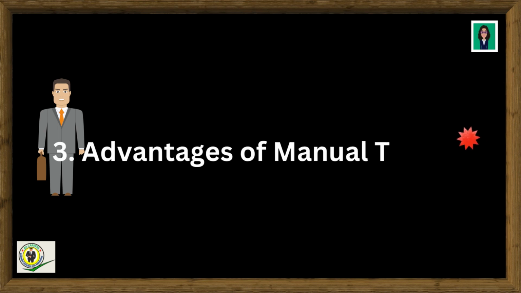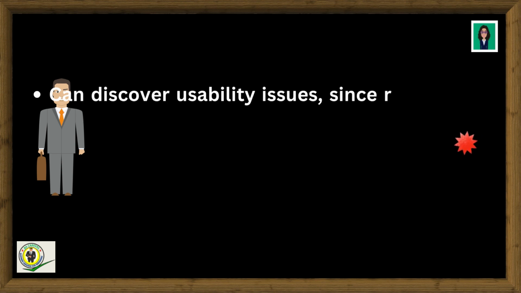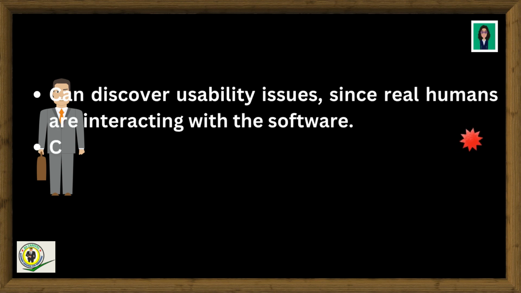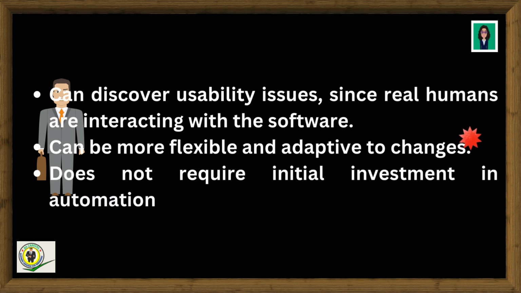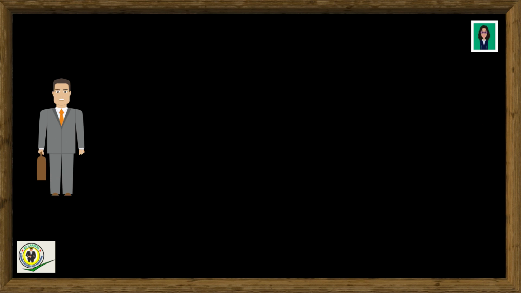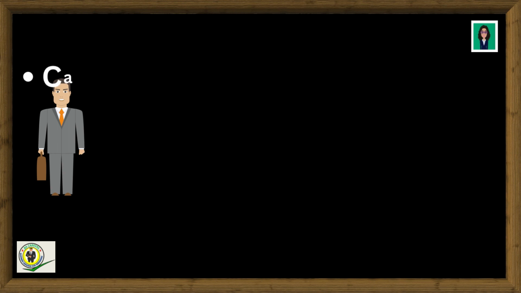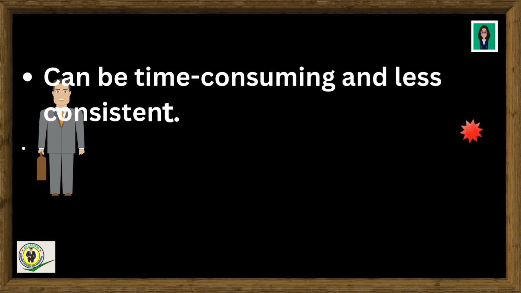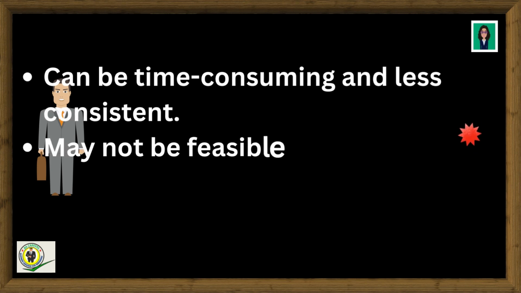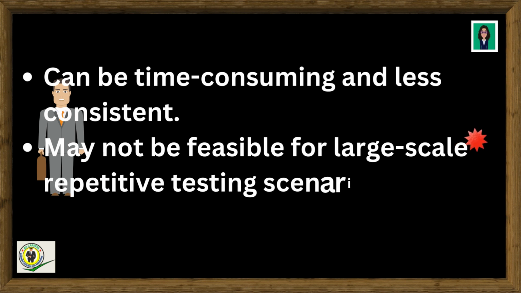Advantages. Can discover usability issues since real humans are interacting with the software. Can be more flexible and adaptive to changes. Does not require initial investment in automation tools. Disadvantages. Can be time-consuming and less consistent. May not be feasible for large-scale repetitive testing scenarios. Can be prone to human errors.